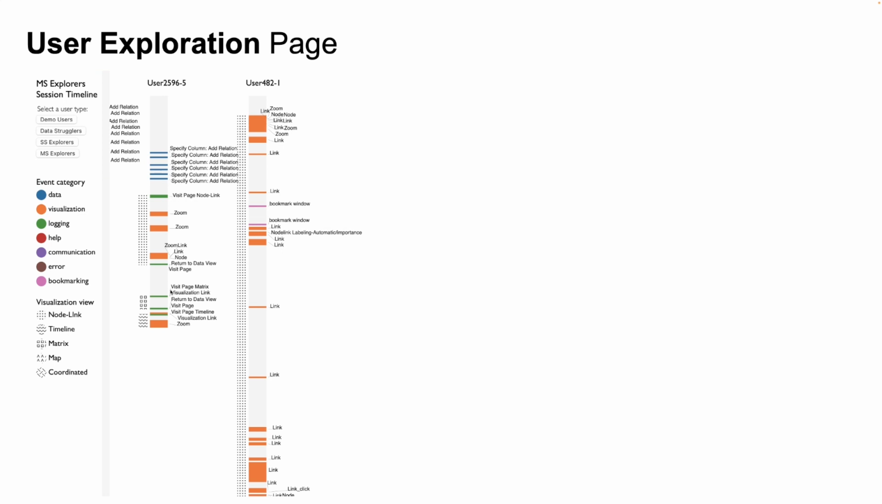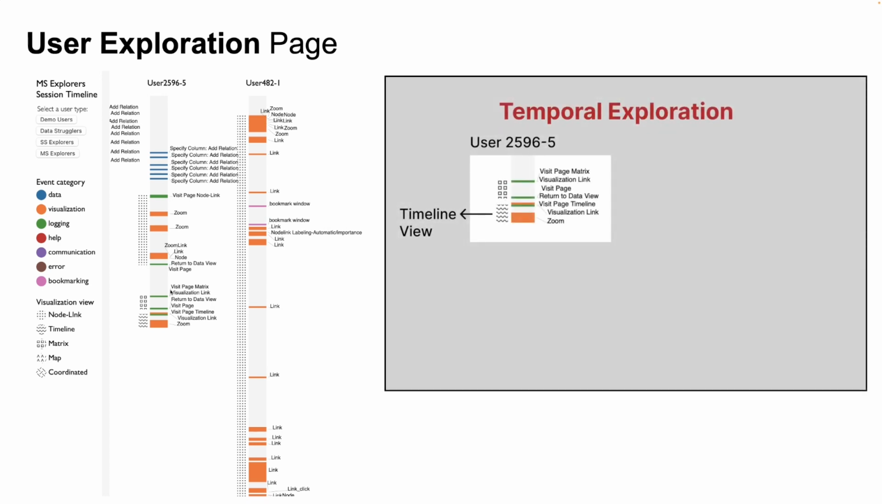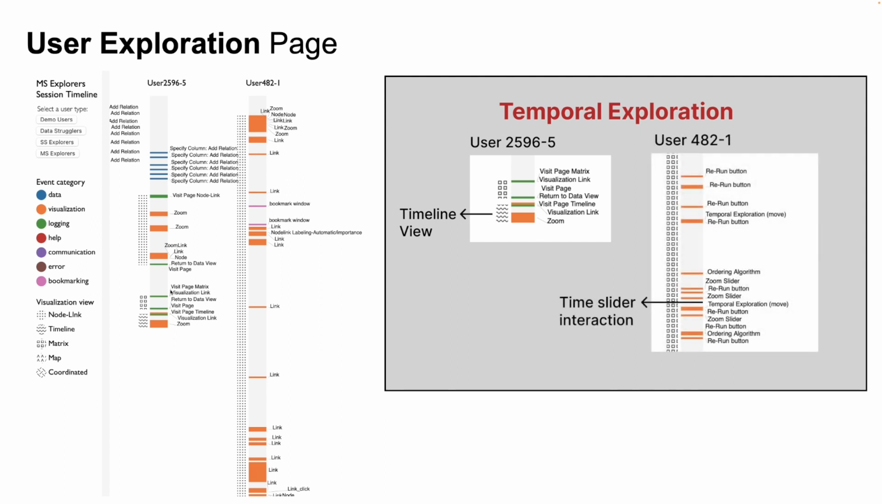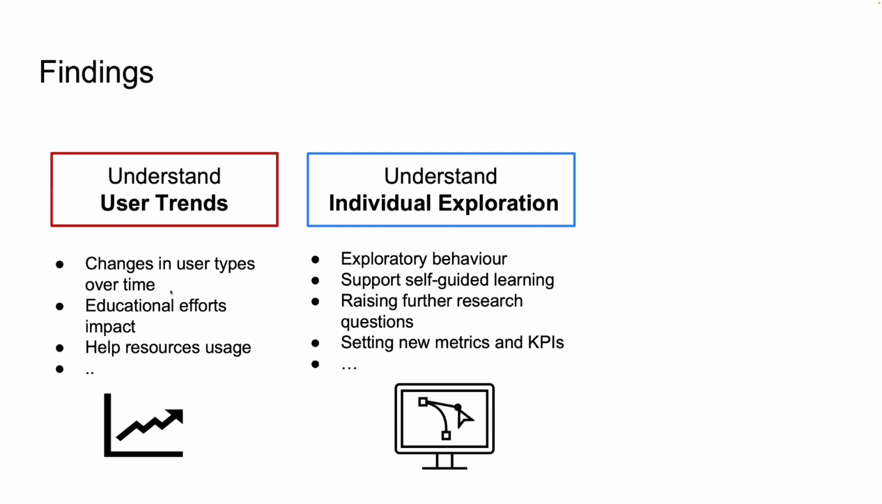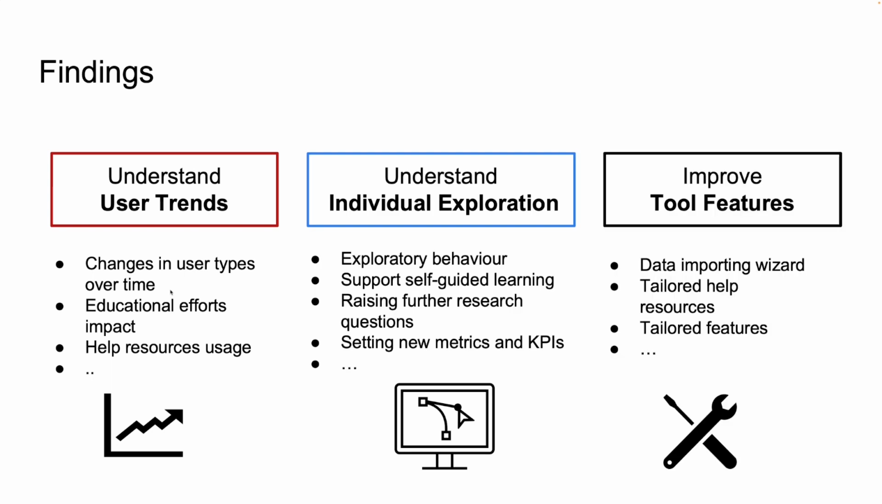And the third example shows how different forms of a specific exploration interest can be captured. For example, interest in temporal exploration is captured by different means, as in the first user by exploring timeline visualization, whereas in the second one by using the time slider. Thus, we can find that analytical dashboards and data visualization can enable us to understand user trends, understand individual exploration, and provide insights to improve tool features.